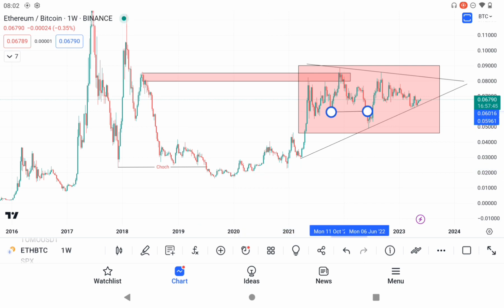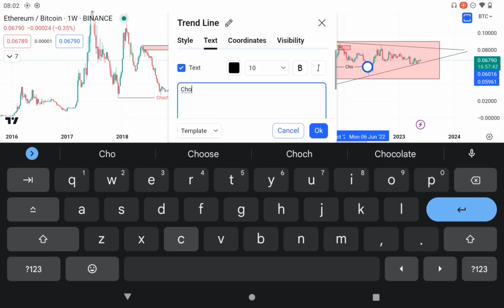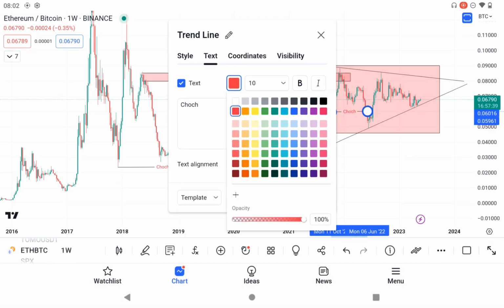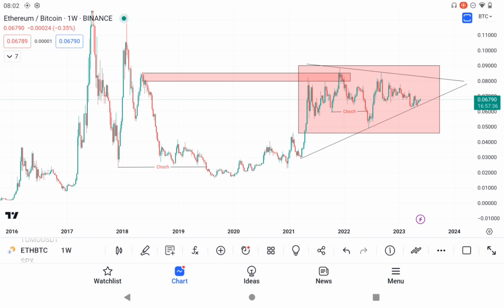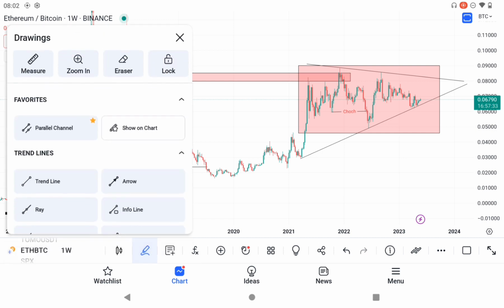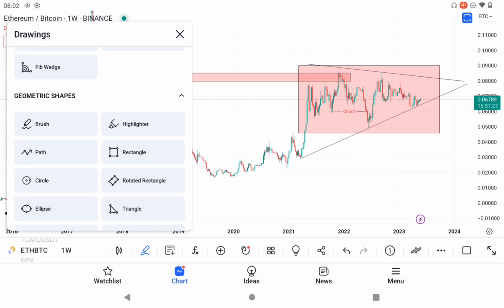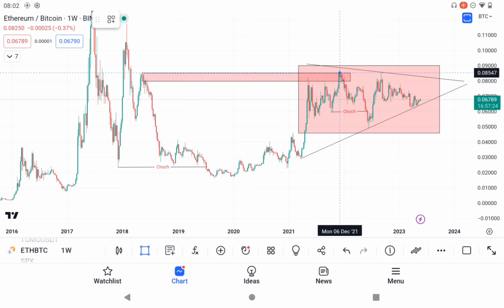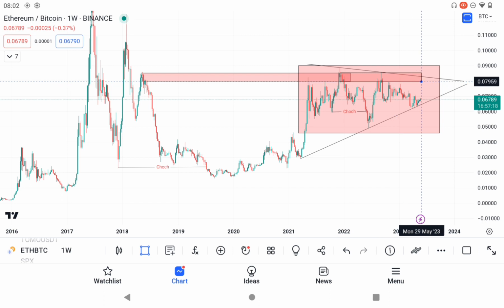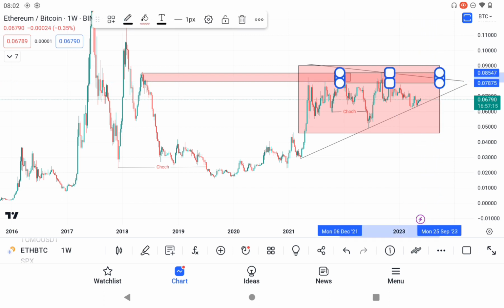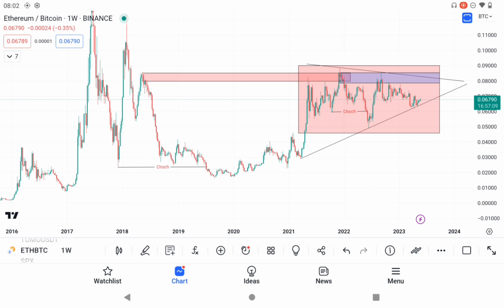So now we had our change of character here. We're going to put this as CHoCH. We had our change of character somewhere around there, and the supply that caused it is somewhere around here. I'm going to put this in blue. So that was the supply that caused this change of character that we're seeing here. I mean, this one, let me use my arrow. This supply caused this change of character.